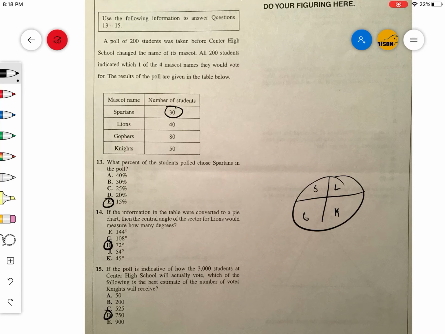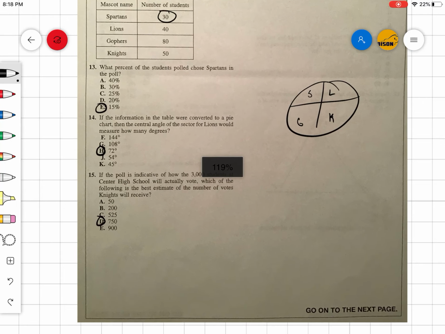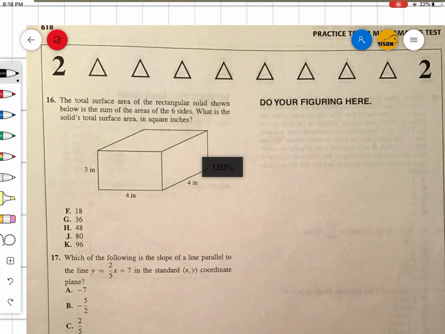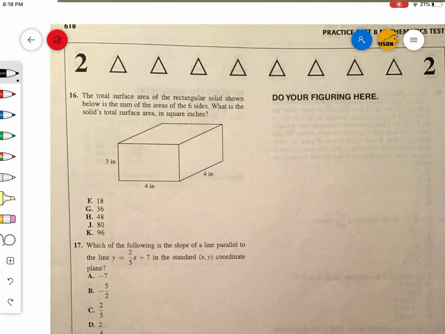Here's a prime example of how important percentages are on the ACT. We used them on 3 straight examples right here. Number 16.